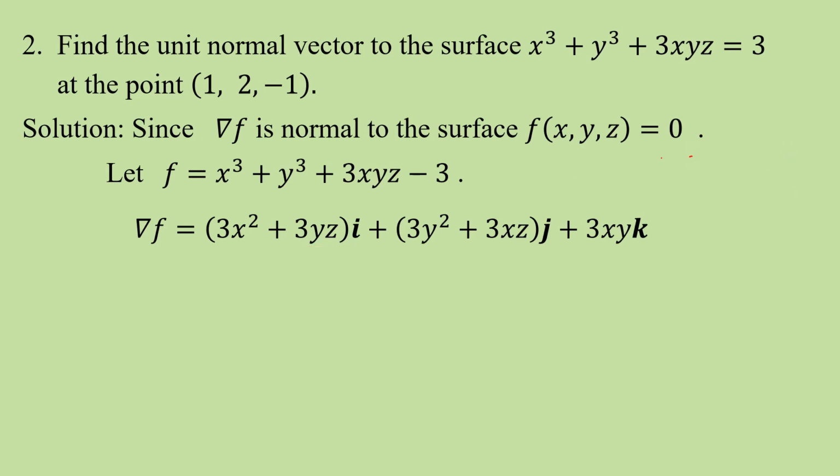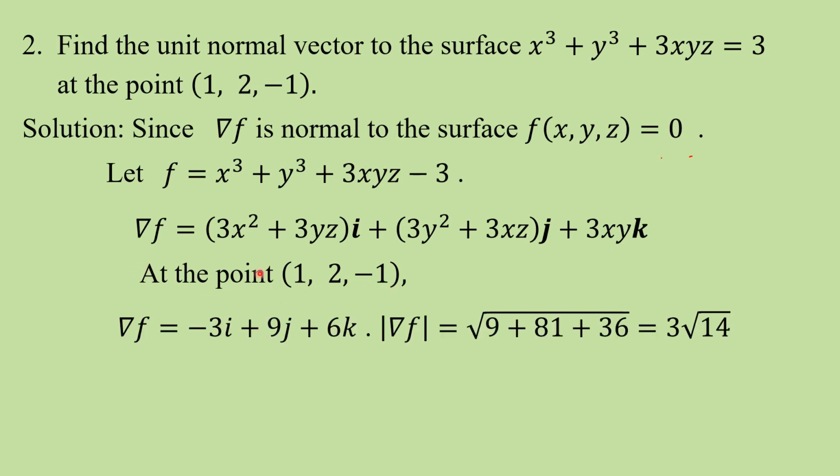So what is the given point? At the point (1, 2, -1). So I substitute that at the point (1, 2, -1). So the normal to the surface, del f, now becomes -3i + 9j + 6k. Just substitute the values, x as 1, y as 2, z as -1. So I'll get del f, that is the vector normal to the surface, is -3i + 9j + 6k.